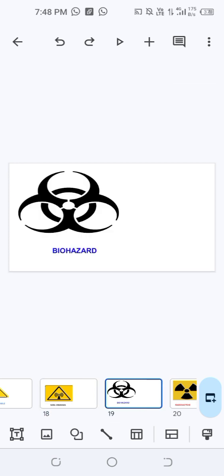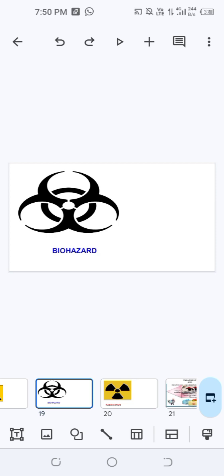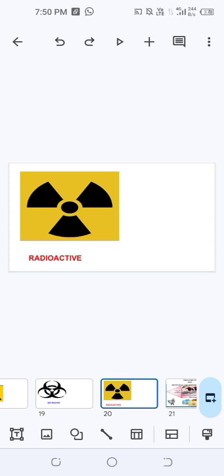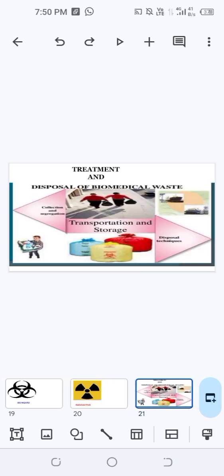Then the next symbol is the biohazard symbol. You often see this symbol in your wards. The waste is labeled with this symbol. Coming to the next symbol, the radioactive symbol. Whenever the waste generated in the hospitals contains radioactive elements or any hazardous material, it is labeled with this radioactive symbol.